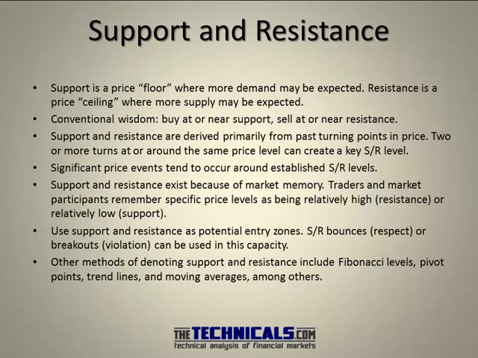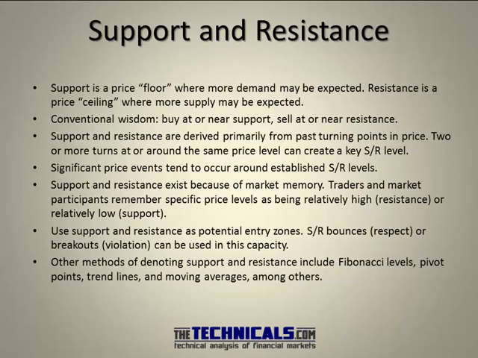The conventional wisdom is to buy at or near support and sell at or near resistance. This is, of course, unless there is some type of a breakout that breaks the support or the resistance levels. Support and resistance are derived primarily from past turning points in price. Two or more turns at or around the same price level can create a key support and resistance level, at which point you could draw a horizontal line to denote that support or resistance.